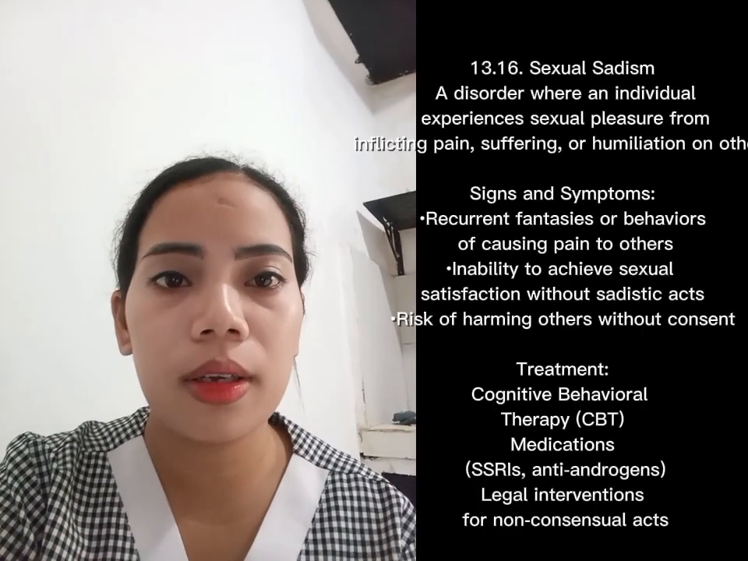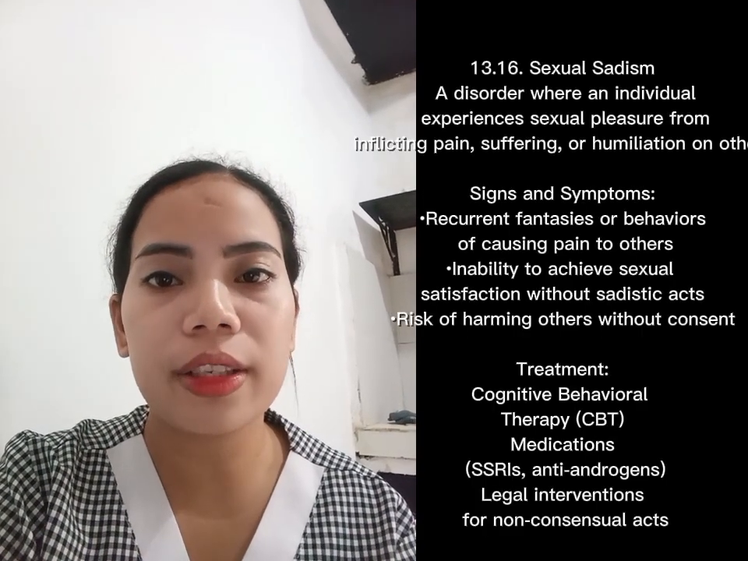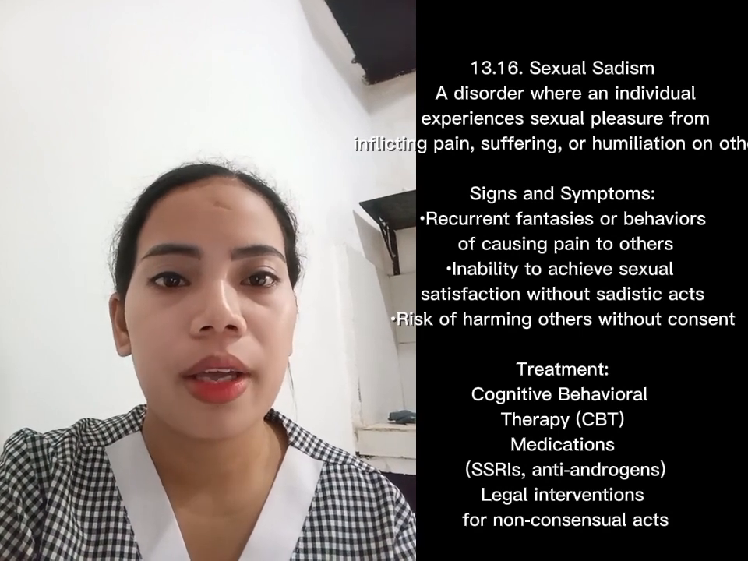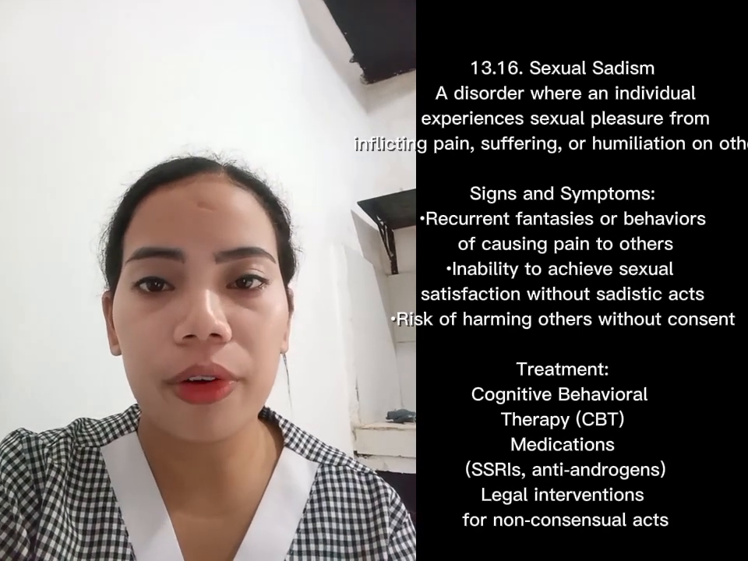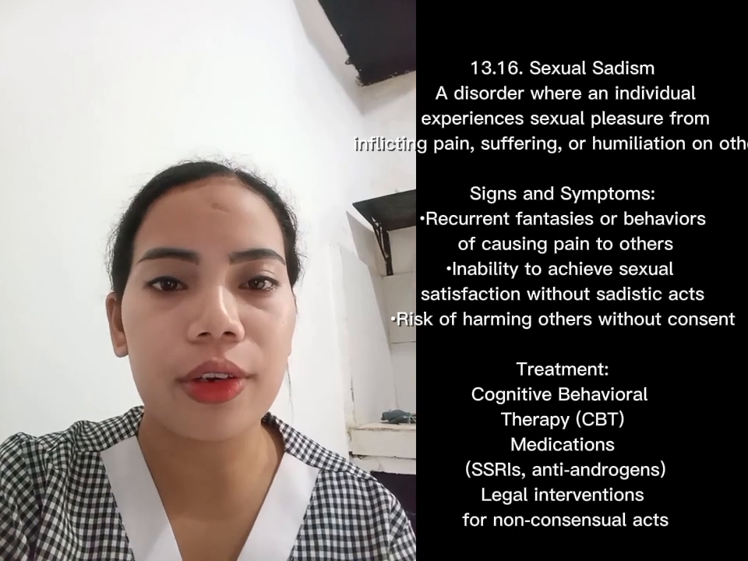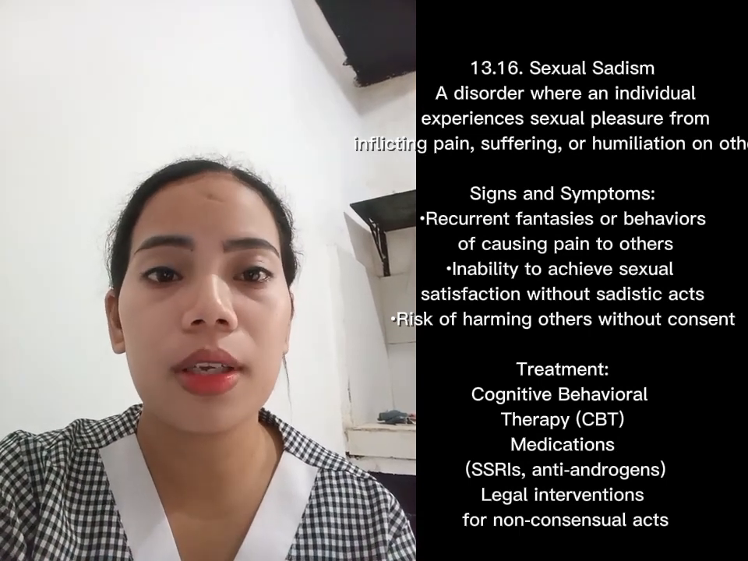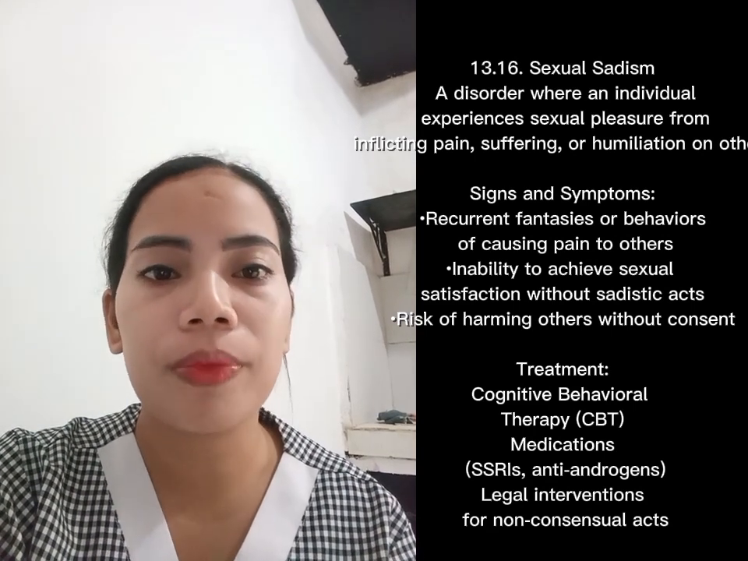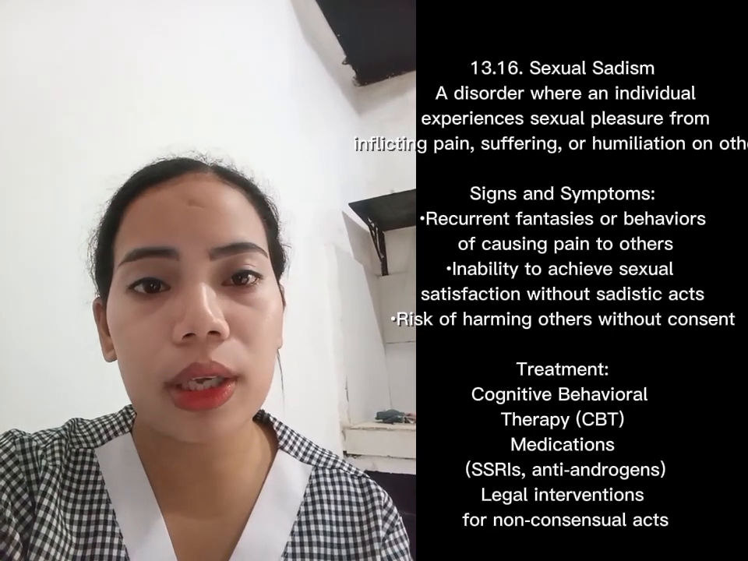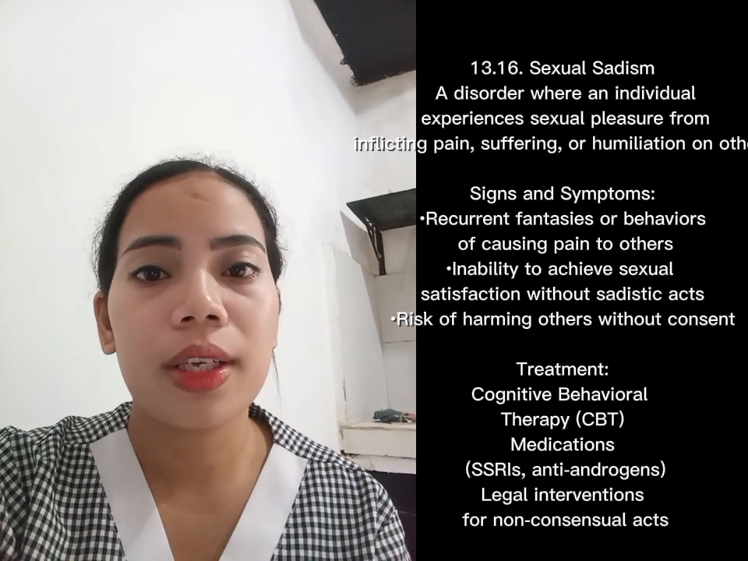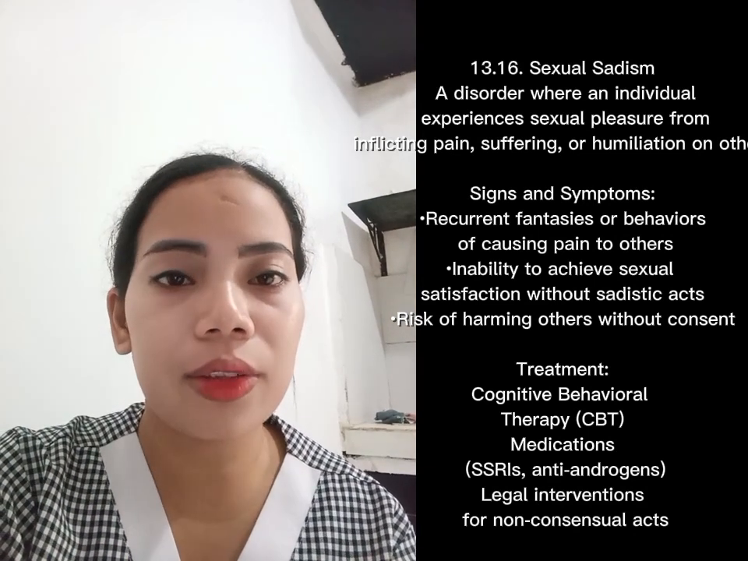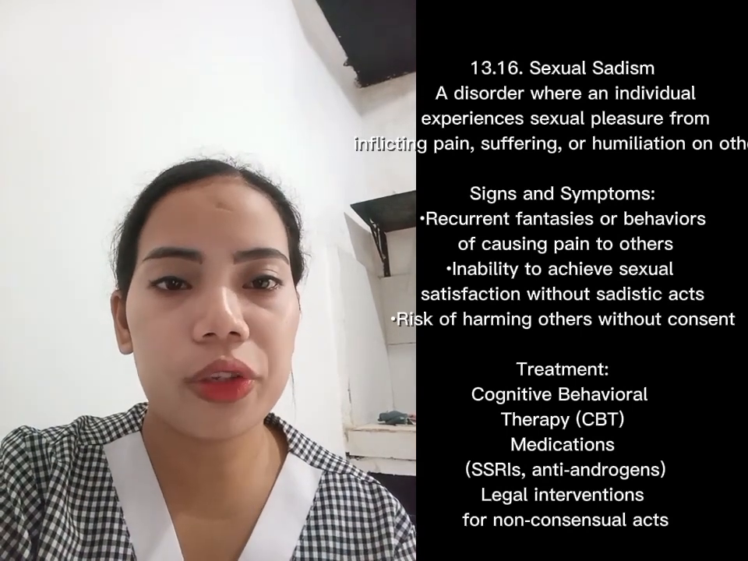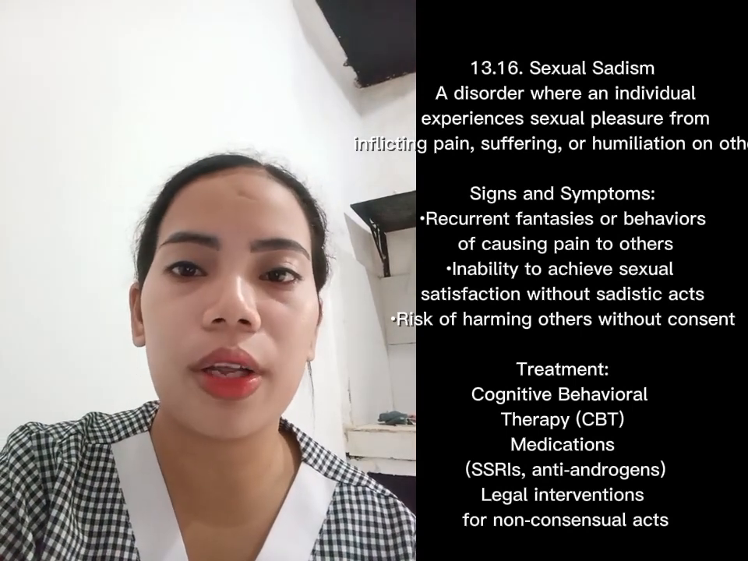Sexual sadism, which is a disorder where an individual experiences sexual pleasure from inflicting pain, suffering, or humiliation on others. For the signs and symptoms: recurrent fantasies or behaviors of causing pain to others, inability to achieve sexual satisfaction without sadistic acts, and risk of harming others without consent. For the treatment, we have cognitive behavioral therapy.